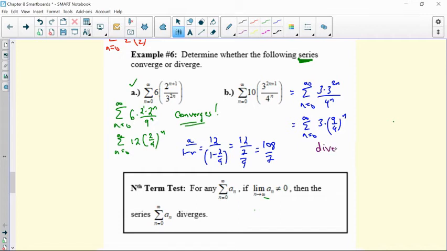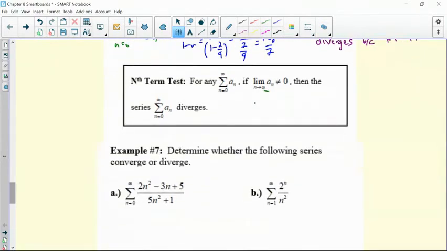The series diverges. Notice I'm talking about the series, the summation, diverges because the absolute value of r as a geometric series is greater than 1. So it diverges. Okay. Now we're going to get a very important test here, the nth term test.